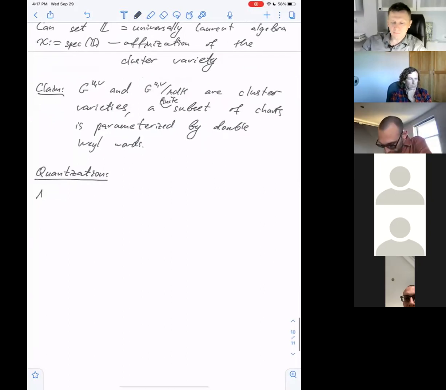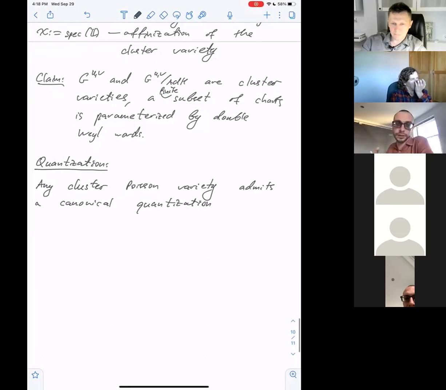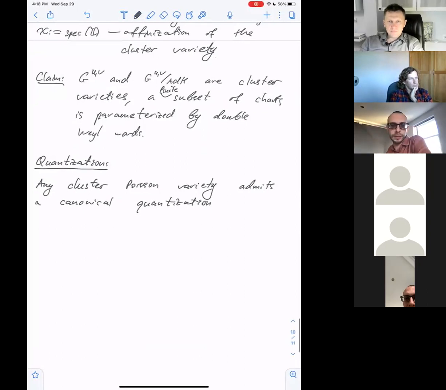Good. Okay, so any cluster Poisson variety. I write cluster Poisson because, as I mentioned before, there are two types of coordinates, and we work with cluster Poisson coordinates, so we construct a cluster Poisson variety. So any cluster Poisson variety admits a canonical quantization. Well, we define the variety chart by chart and then some gluing data. So the quantization we will define the same way. We'll define the quantization chart by chart and then just quantize the gluing data.